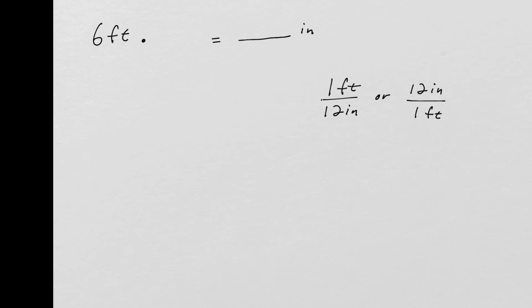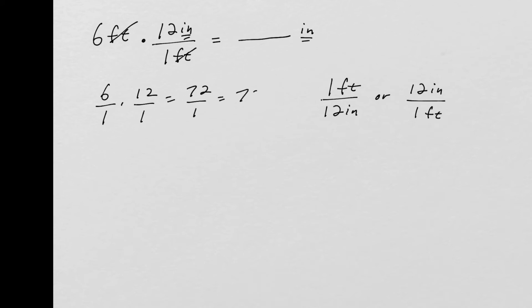Let's see why that works. So if I multiply by 12 inches over 1 foot, see how feet over feet, you can treat it almost like numbers, they cancel, and inches will remain in the numerator, right, in our answer. So now I just have to multiply these fractions together. Think of 6 as 6 over 1 times 12 over 1. Well, this is going to be 72 over 1, which is 72. So this is simply going to be 72 inches.